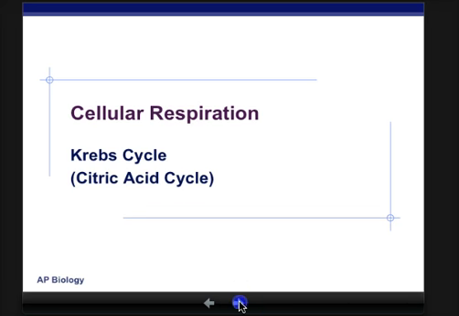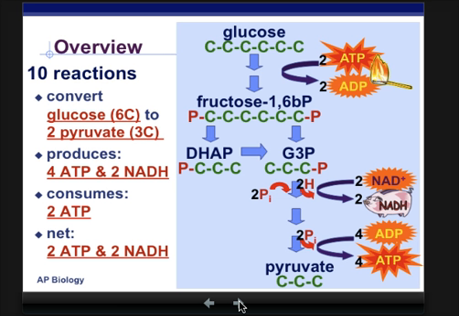So to quickly review glycolysis, this is the slide from the last one. Just to remind you, glycolysis happens in the cytosol of the cell. When glucose enters the cell, it is broken down into two molecules of pyruvate. So glucose goes from being a 6-carbon molecule into pyruvate, which is a 3-carbon molecule.